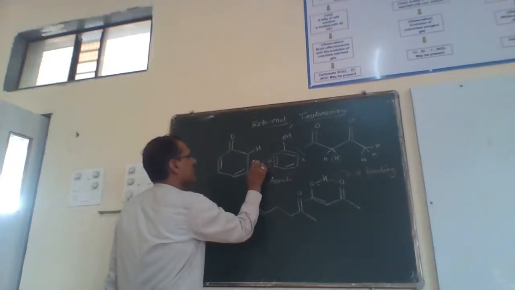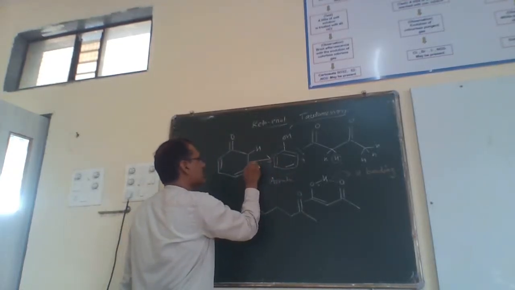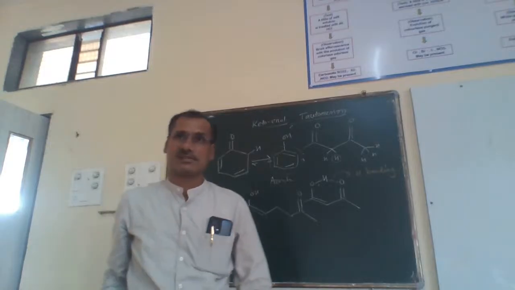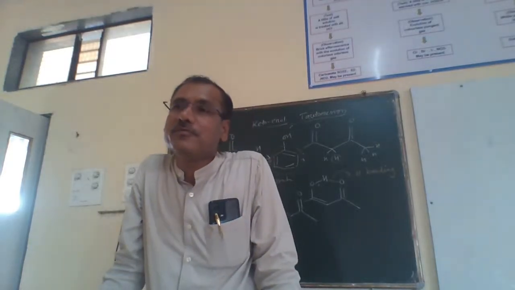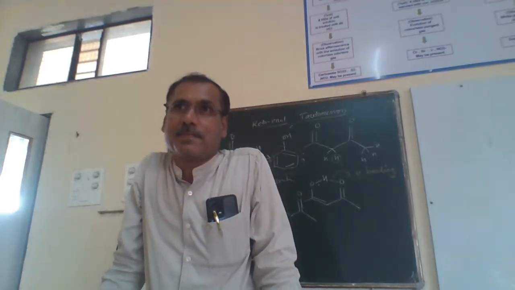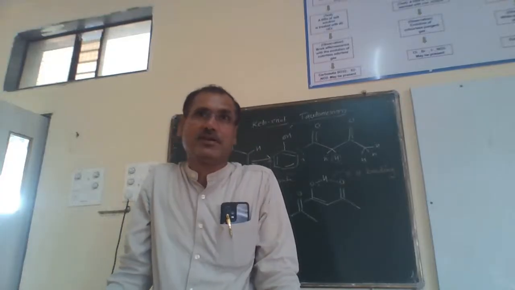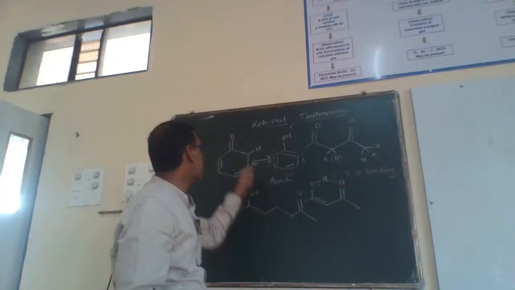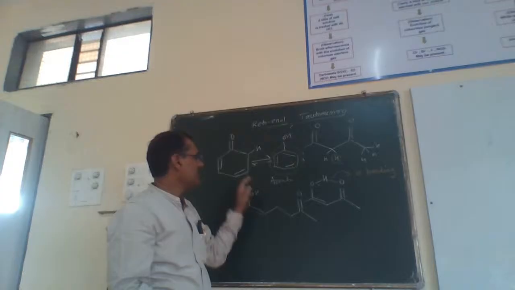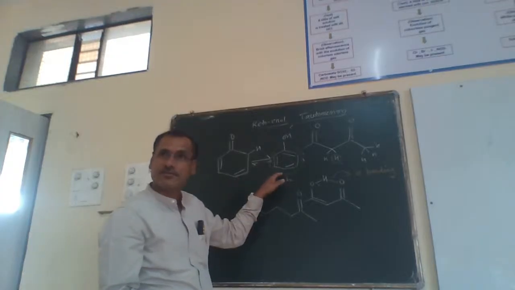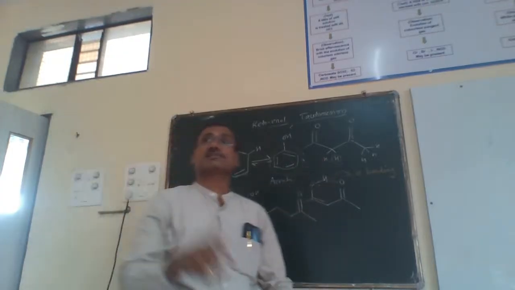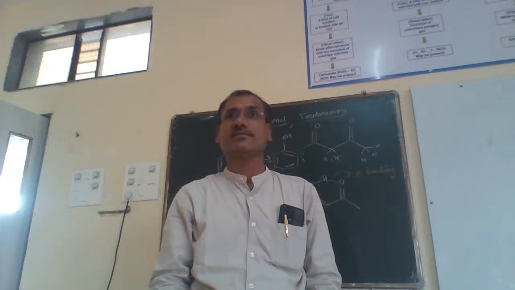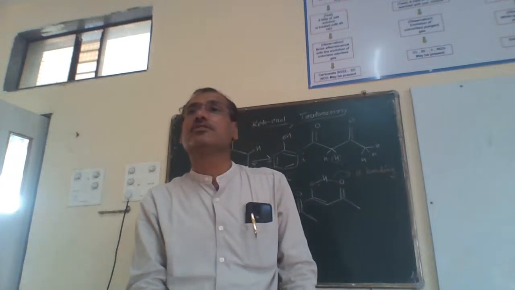And if you see the equilibrium, this equilibrium is shifted very much towards the enol form, which we commonly call phenol. In our chemistry, what do we call it? Phenol. And in a bottle of phenol, this structure is never exhibited. Actually, this is the keto form of phenol. This is the enol form of phenol. And phenol exists exclusively in enol form. It does not exist in keto form.